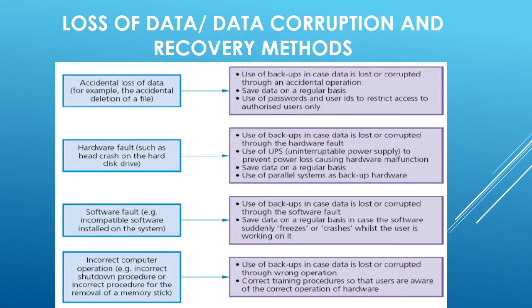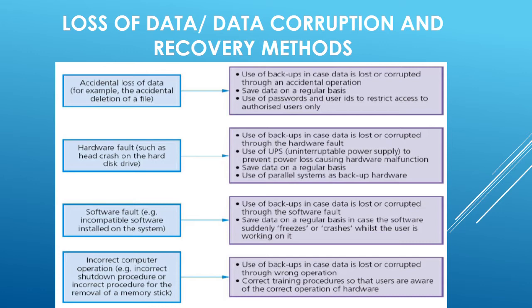Now, in this diagram, the data loss and their recovery methods are given. Accidental loss of data, for example, the accidental deletion of a file. The recovery method is you can use backups in case data is lost or corrupted through an accidental operation. You need to save your data on a regular basis. You need to use passwords and user IDs to restrict access to authorized users only.